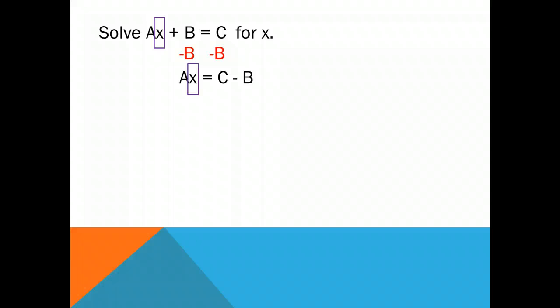Now I want to solve for x. Remember, the x is what we're trying to isolate. So the x is being multiplied by the a, so we're going to divide both sides by the a. The a's will cancel out to 1, and we have x is equivalent to c minus b over a.